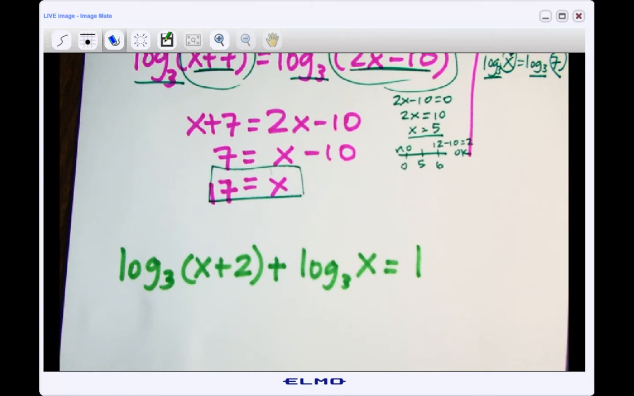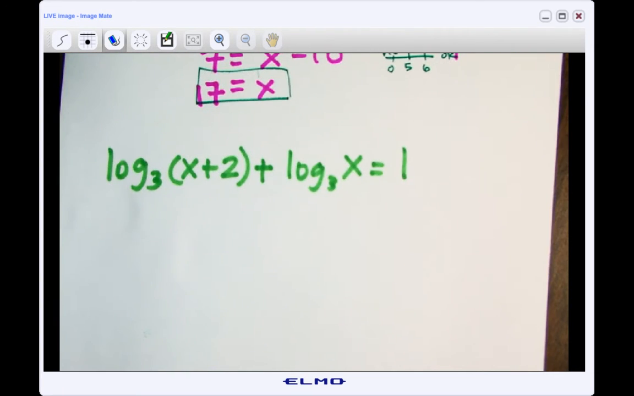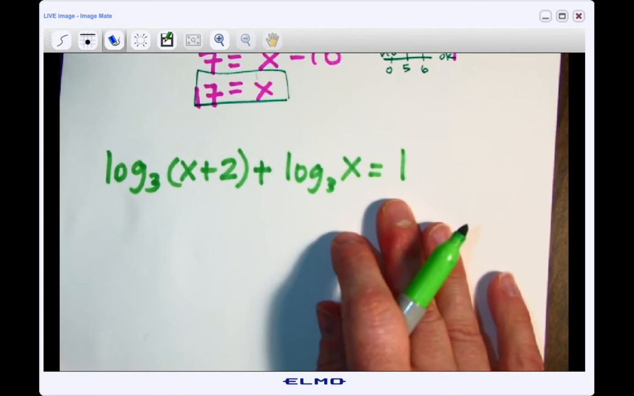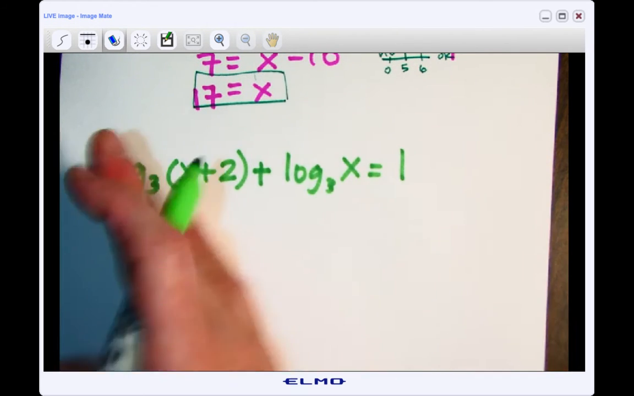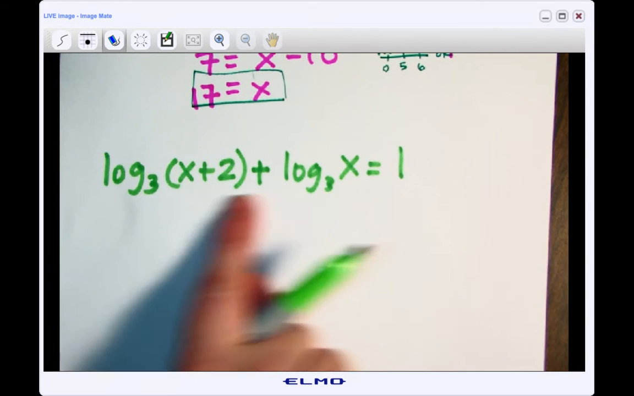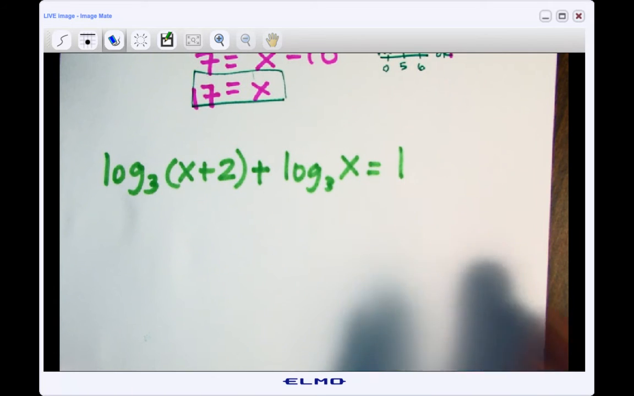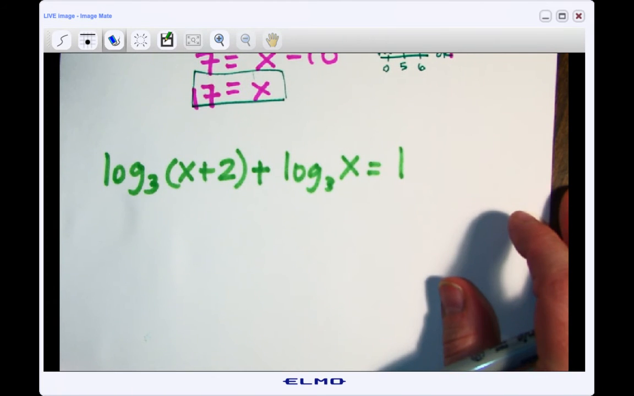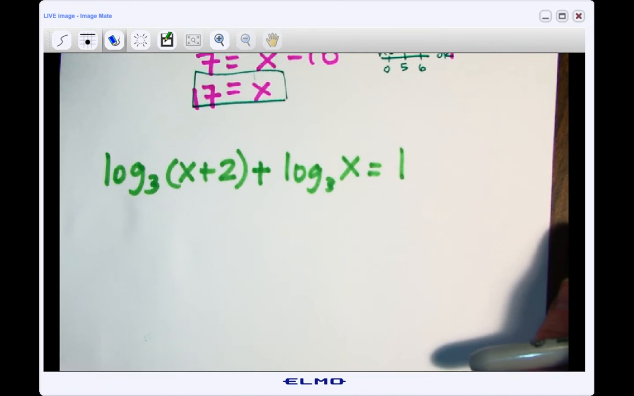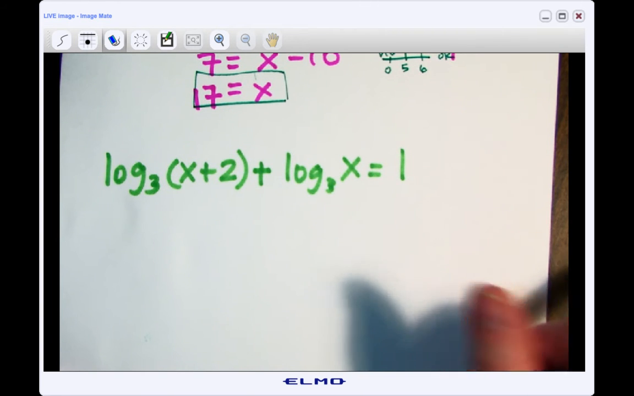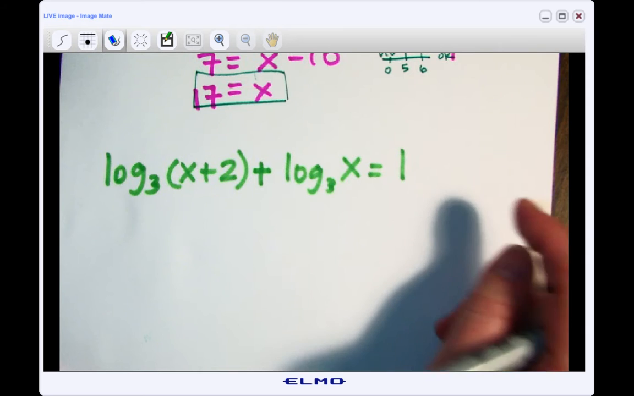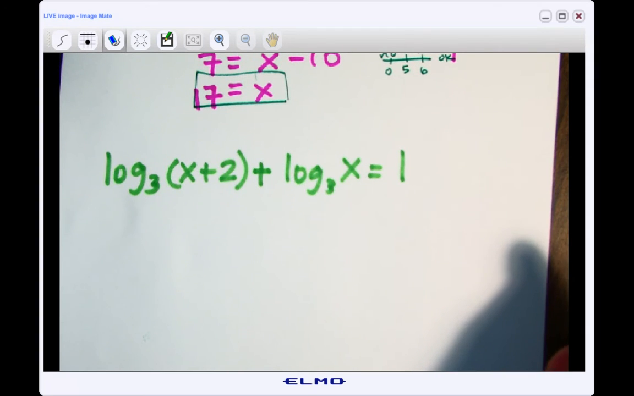Okay, so this one's a little bit different. For this one, I can't just set the two expressions equal because it's not a log equal to a log. And I can't just put it in exponential form at the moment because we're adding two logs together here. So I'd have to take care of that situation first. But luckily, we know how to do that because we're very, very smart math students, right?